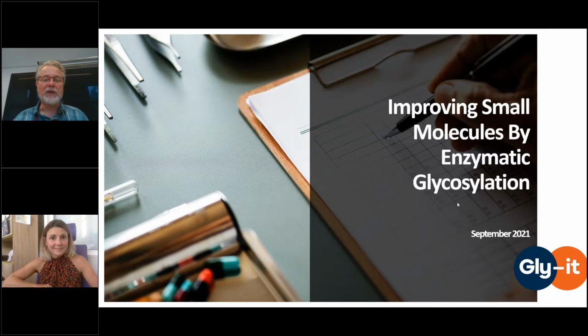Originally, I am a molecular biologist. I have a PhD in genetics from the Carlsberg laboratories. But since 2003, I've been working in various biotech companies on making small molecules by synthetic biology, but also on improving small molecules by different means, and in particular by glycosylation.